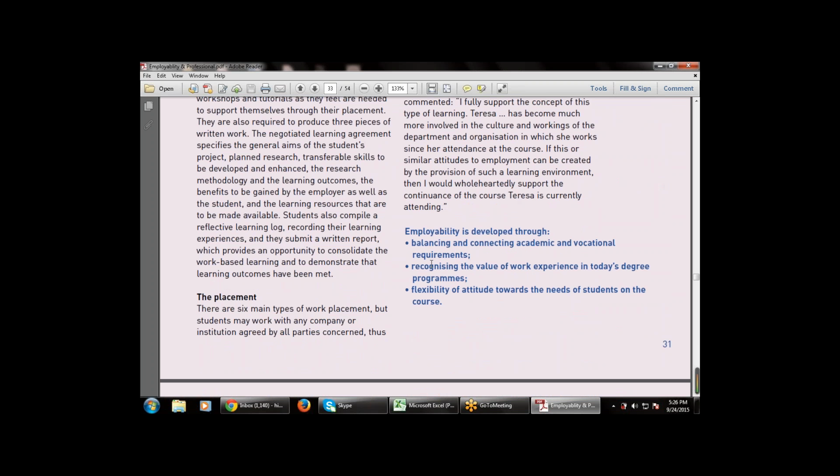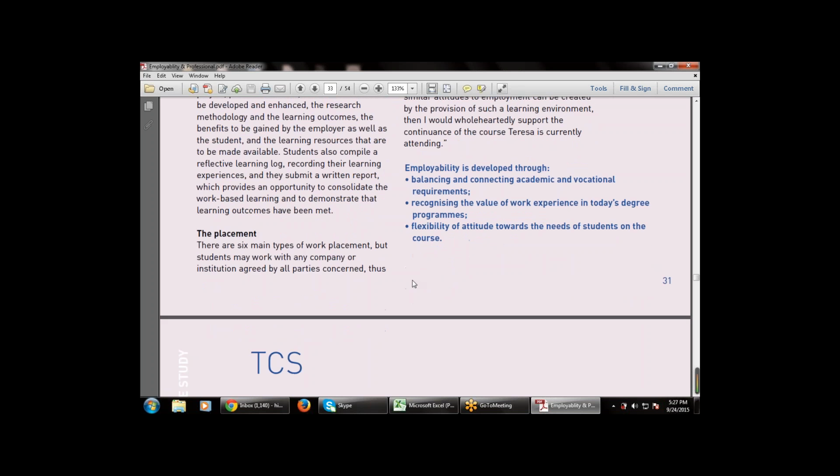The next point is recognizing the value of work experience in today's degree programs. Then there is flexibility of attitude towards the needs of the students on the course. There should be proper flexibility among students regarding the needs of the course.